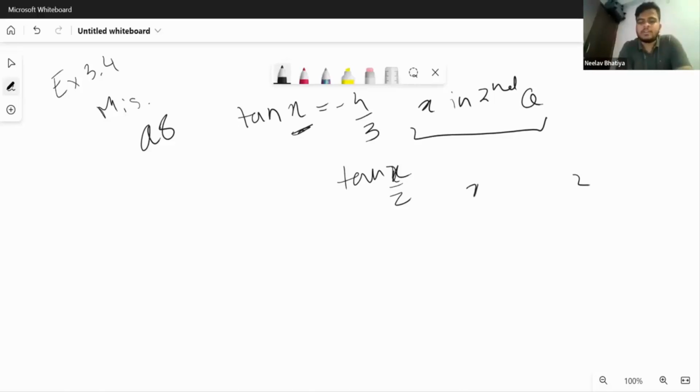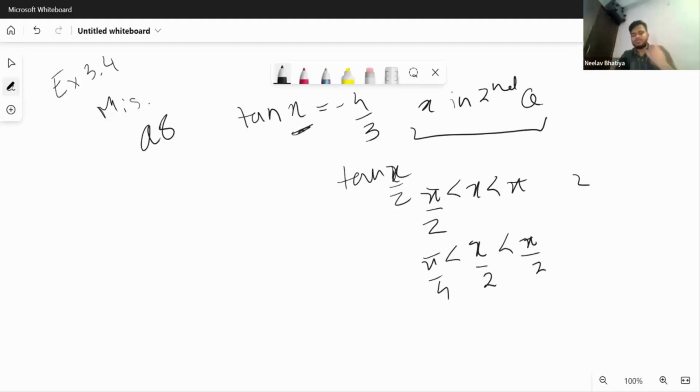x is in the second quadrant, right? So x is between pi by 2 and pi. Correct. So x by 2 should be in between pi by 4 and pi by 2, meaning x by 2 is in the first quadrant. In the first quadrant, tan is positive. So all instances of x by 2 are going to be positive. That is the first step towards solving the question. So if you are confused whether tan x by 2 is going to be positive or negative, it's going to be positive. So if we arrive at such a conjecture in our question, we'll be able to solve it, right? That we know that tan x by 2 is positive. Correct. Moving on.